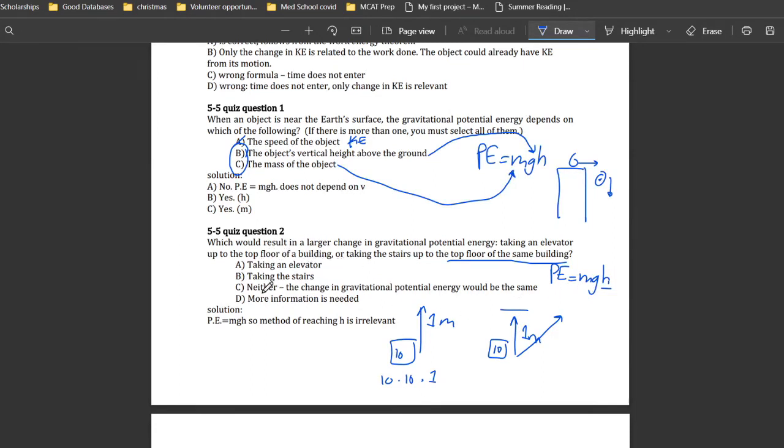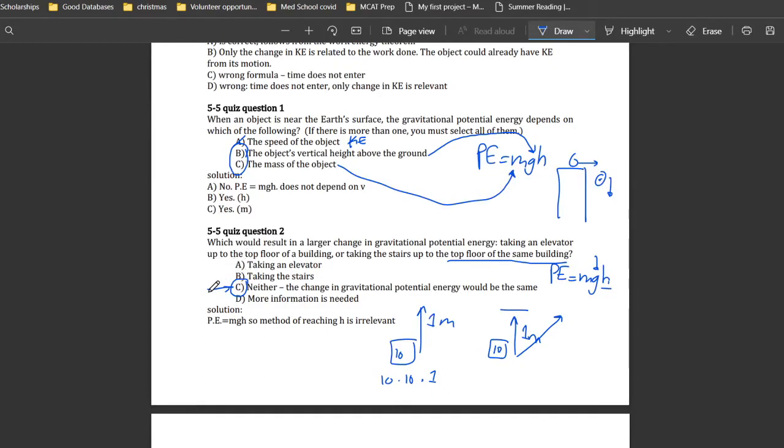So the answer choice C is the best answer because we are considering the same person, which would have the same mass, presumably. We have the same effect of gravitational acceleration because we're on the same planet Earth, and the height ends up being the same because it's on the top floor of the same building. So that is why C is the answer.